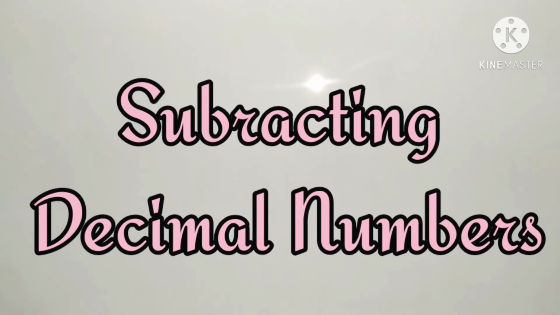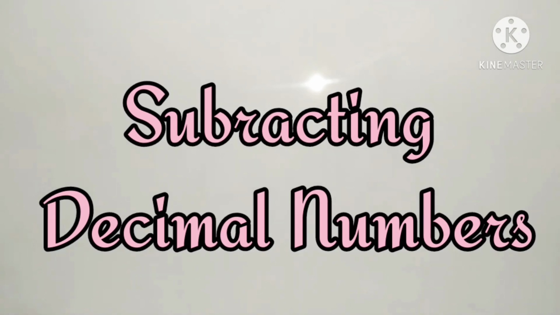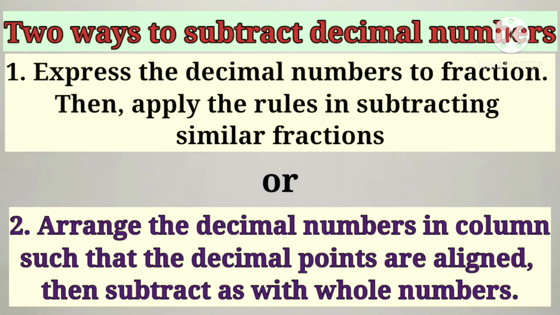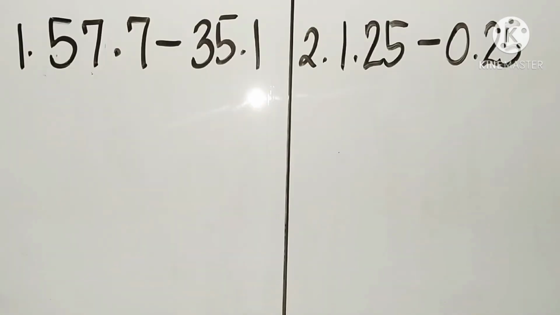Let us have now the subtraction of decimal numbers. So, kagaya lang to ng addition on decimal numbers. May dalawang way ulit tayo. Una, pwede nyong i-express yung decimal into fraction, or pwede naman na arrange the decimal numbers in a column such that the decimal points are aligned, then subtract as with whole numbers. So, ang gagawin ko na lang is yung number 2, yung i-arrange natin yung decimal numbers in column, and then we subtract para hindi na masyadong nakakalito when it comes to transforming decimals to fractions.